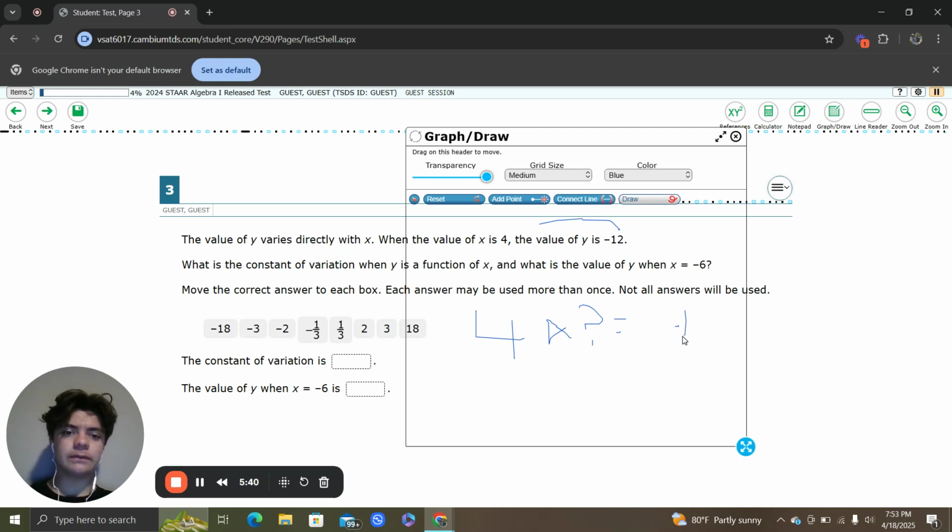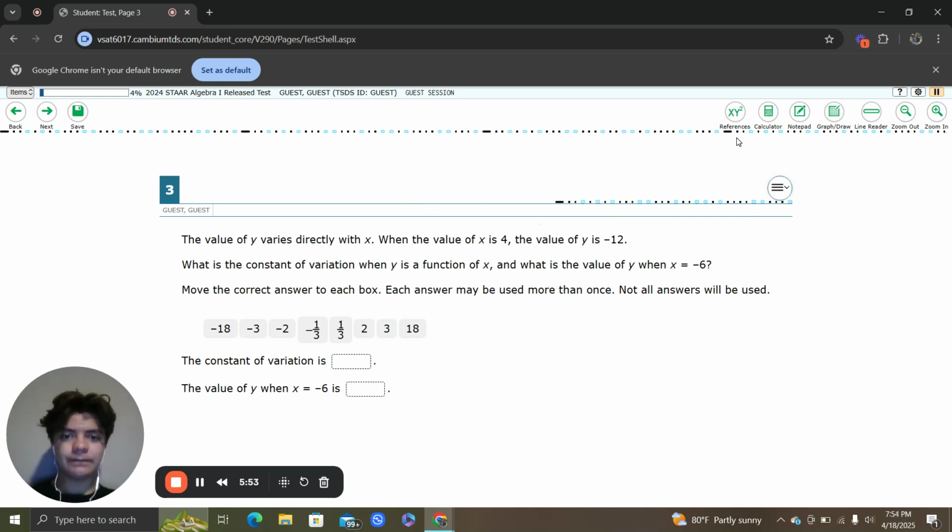That's a good question. So when you figure this out, this is going to tell you your constant variation. So 4 times what is negative 12? 4, 8, 12. So negative 3. So your constant variation is negative 3. And I'm so sorry about the handwriting. I know y'all probably did not understand that.